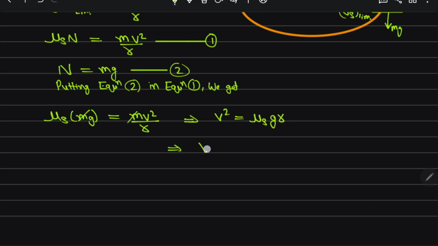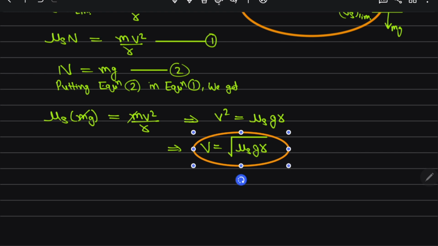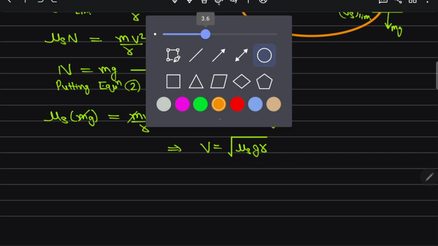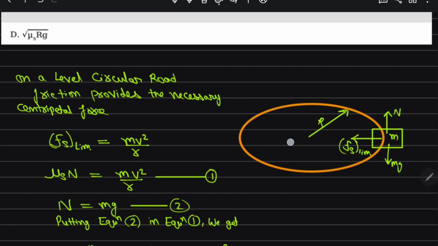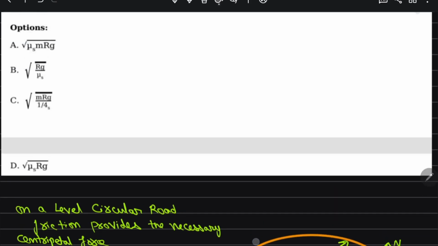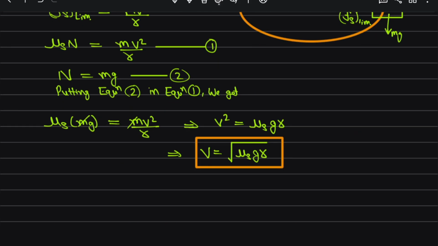So this maximum speed is going to be root of mu s g r. So which option is going to match? Option root mu s g r. So option D is correct.